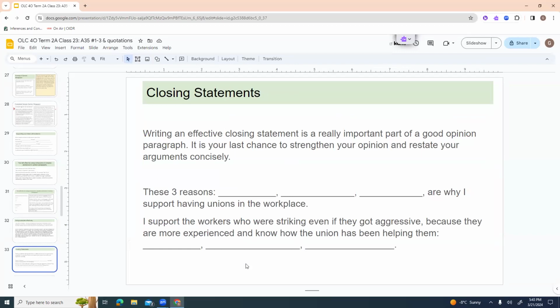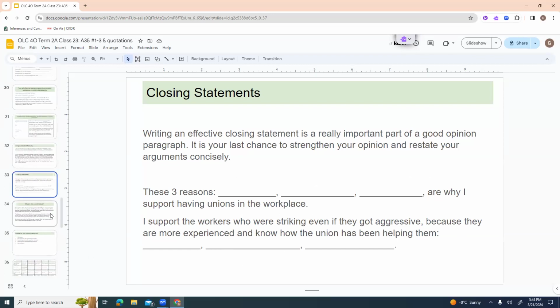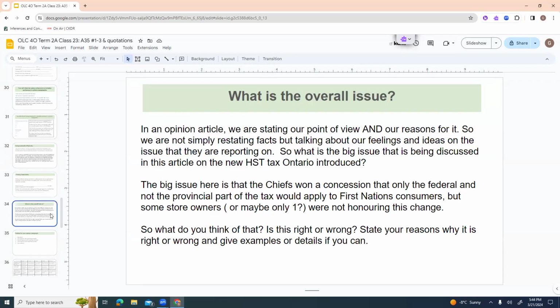All right, closing statements. Writing an effective closing statement is a really important part of a good opinion paragraph. It's kind of your last chance to strengthen your opinion and restate your arguments very briefly. So for example, these 3 reasons, blank, blank, blank, are why I support having unions in the workplace. I support the workers who are striking, even if they got aggressive, because they are more experienced and know how the union has been helping them, blank, blank, and blank. By the way, I don't actually support aggression. I'm just giving you an example, right?